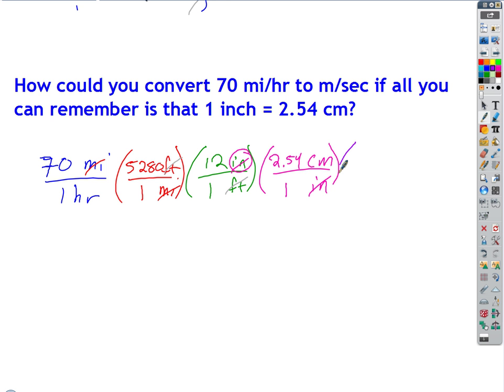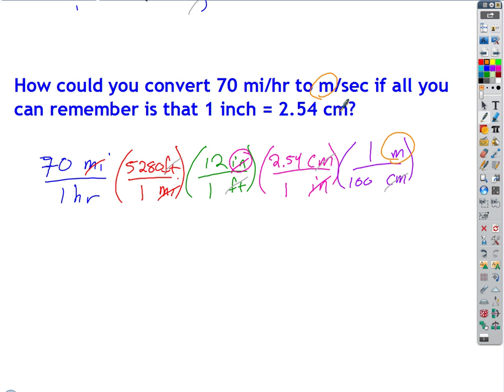Okay, so I'm running out of colors here. I have to recycle. So we want centimeters on the bottom, so those cancel. Meters on the top. 1 meter is how many centimeters? 100. Okay, and so now we are thankfully halfway there, right? We've got meters on the top. Now all we've got to do is get seconds on the bottom. We started with hours. Well, we could maybe do this in one step.